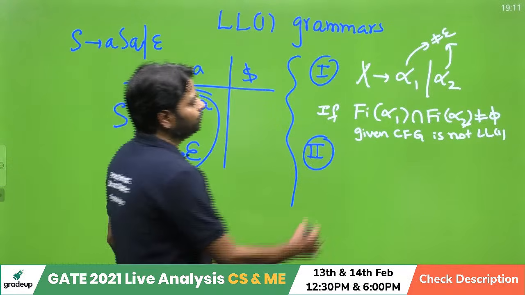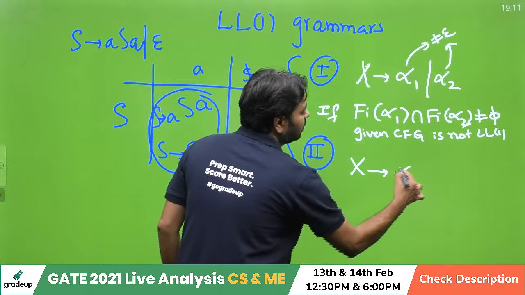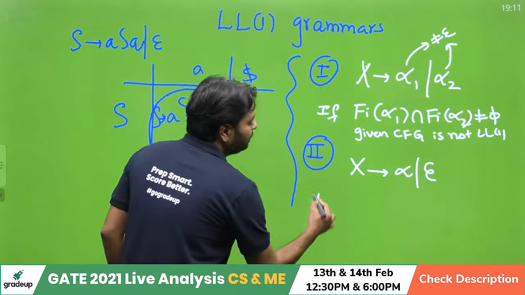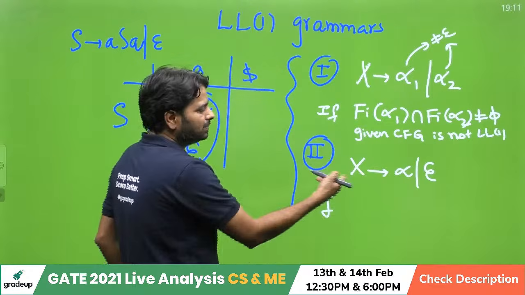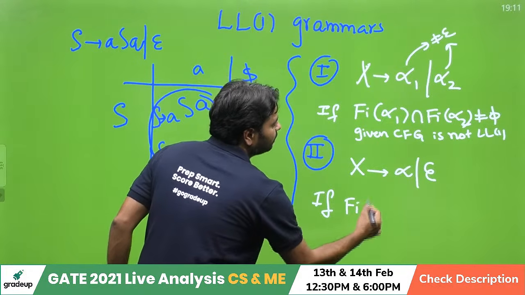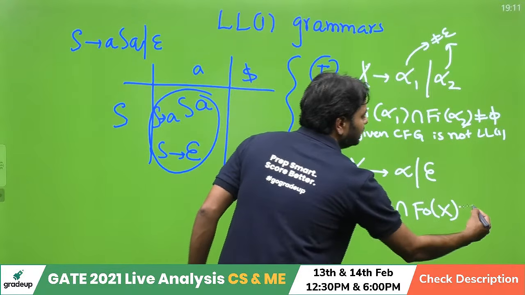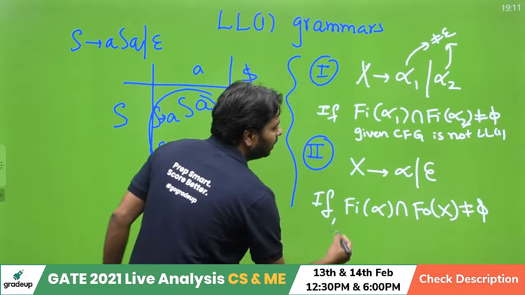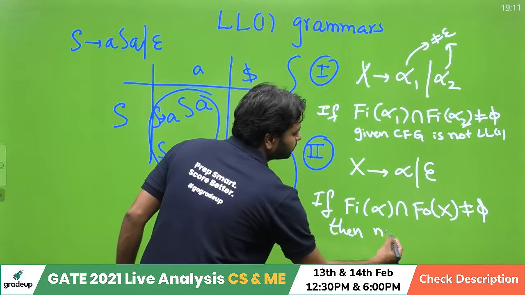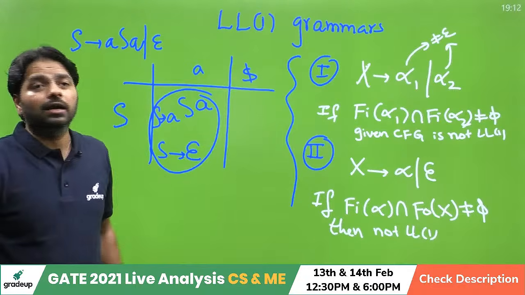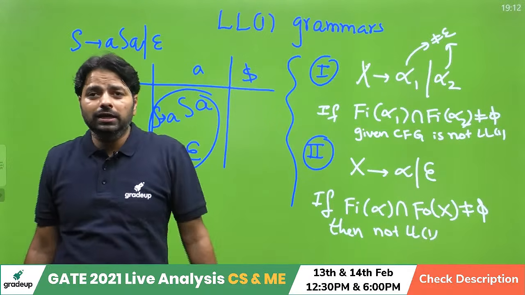And second rule, in case you have epsilon, if this is your production and alpha is not equal to epsilon anyhow, if first of alpha intersection follow of X is not equal to phi, then also it is not LL1. So saying not LL1 is always easy in compiler rather than saying LL1. Are you clear on this point?